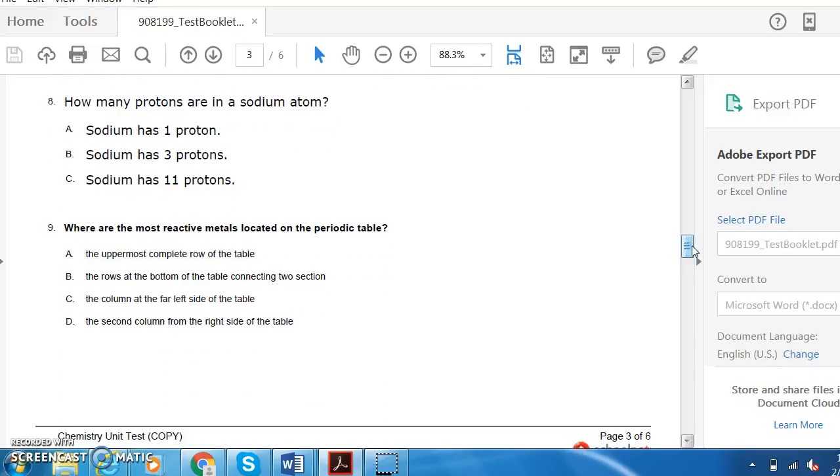Number 9. Where are the most reactive metals located on the periodic table? A. The uppermost complete row of the table. B. The rows at the bottom of the table connecting 2 sections. C. The column at the far left of the table. Or D. The second column from the right side of the table.